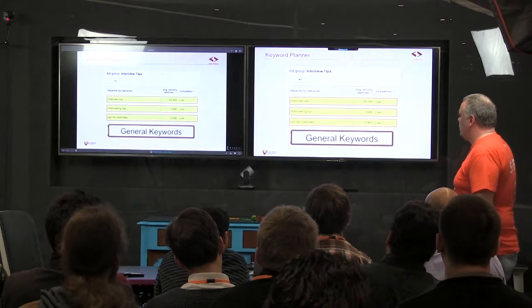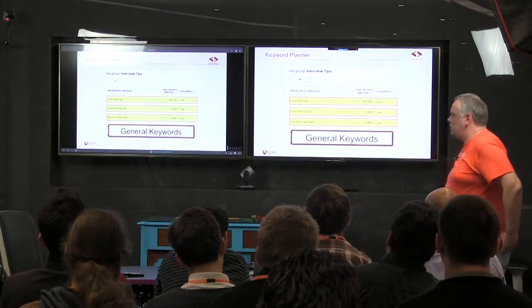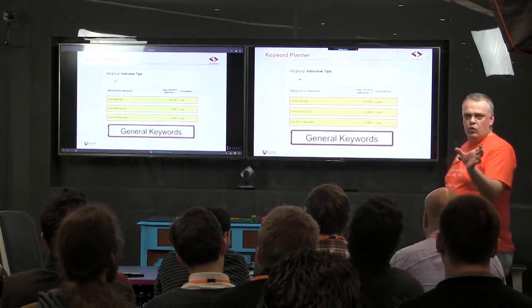Okay. We're using the keyword planner for general keywords, things like one-word phrases that describe the functionality of our application, or long-tail keywords, something more human-friendly, something that people usually type in a search criteria. Okay.